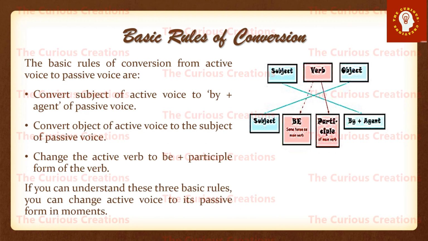The basic rules of conversion from active voice to passive voice are: convert subject of active voice to by plus agent of passive voice. Convert object of active voice to the subject of passive voice. Change the active verb to be plus participle form of the verb. If you can understand these 3 basic rules, you can change active voice to its passive form in moments.